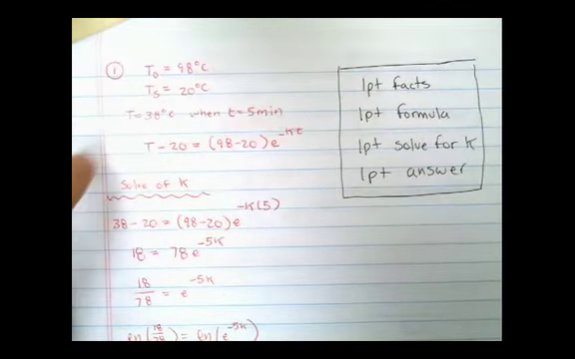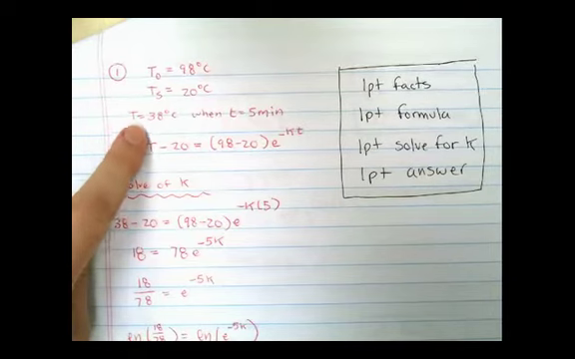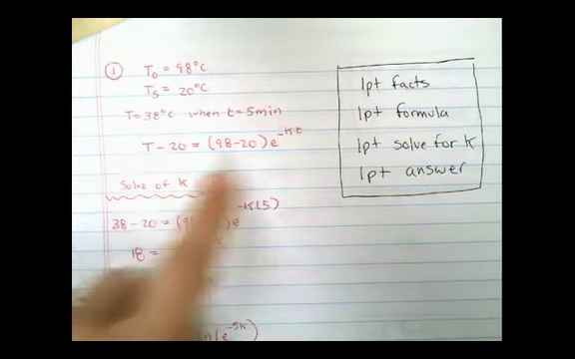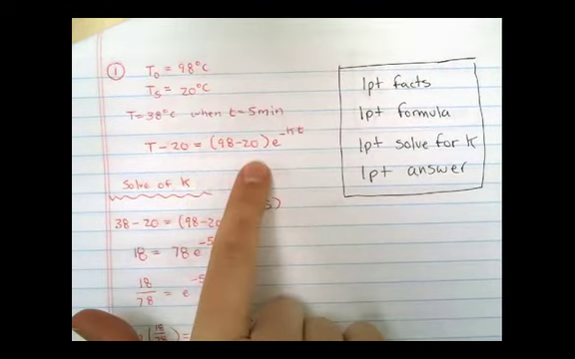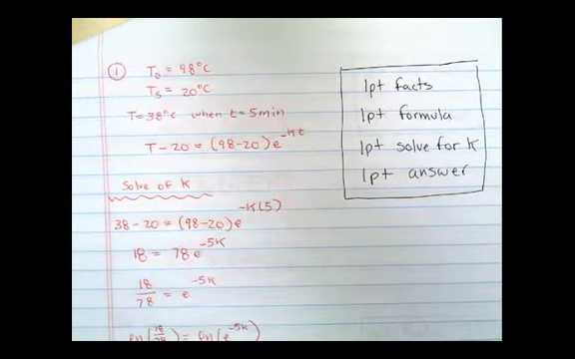The surrounding temperature is 20 degrees. Temperature when it's 38 degrees is at 5 minutes. Plug it into the formula. Here's the start of our formula. That's 1 point right there, just getting all those facts written down. And that's what I'll look for tomorrow.